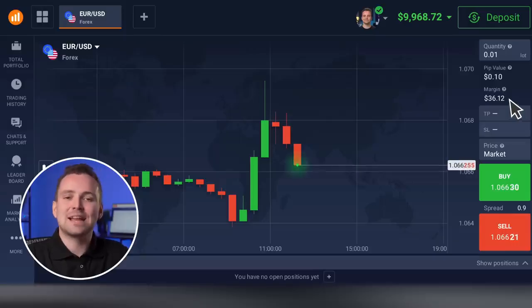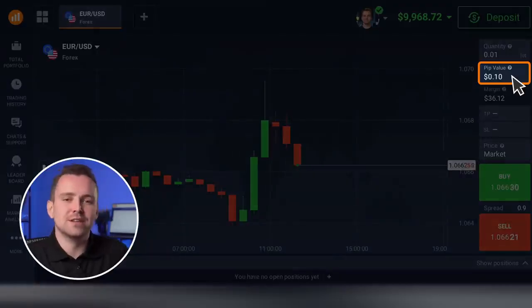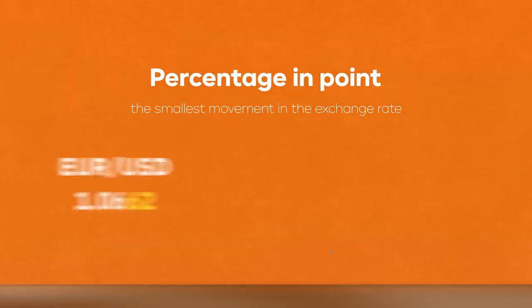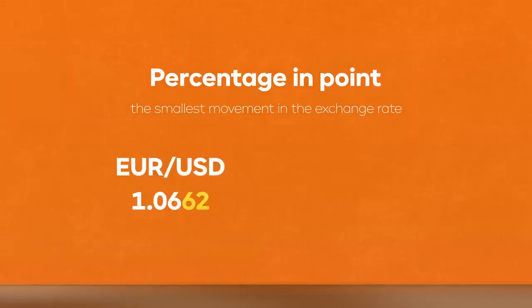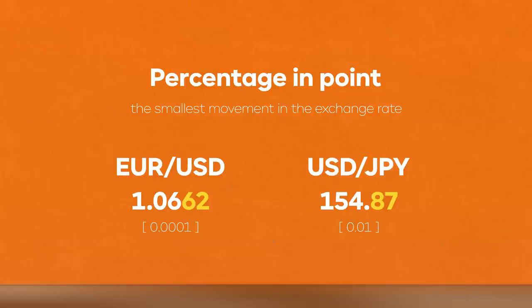Now let's take a look at pip value. To understand what it is, we need to recall what a pip is. A pip is short for percentage in point, and is typically defined as the smallest movement in the exchange rate. Most currency pairs, such as the Euro to USD pair, are quoted to the fourth decimal place and can be expressed as 0.0001. However, there exist some currency pairs that are quoted to the second decimal place. These are, for instance, currency pairs with the Japanese yen.